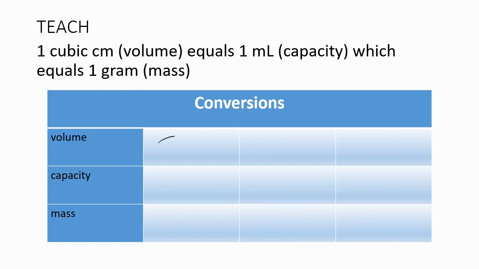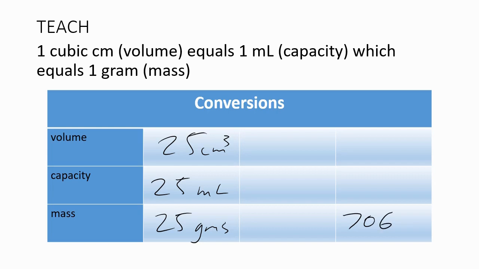Or 25 cubic centimeters equals 25 milliliters, which equals 25 grams. You can work it backwards as well. What if you had 706 grams? Oh my goodness. I guess that would equal 706 milliliters, which would equal 706 centimeters cubed. Okay?